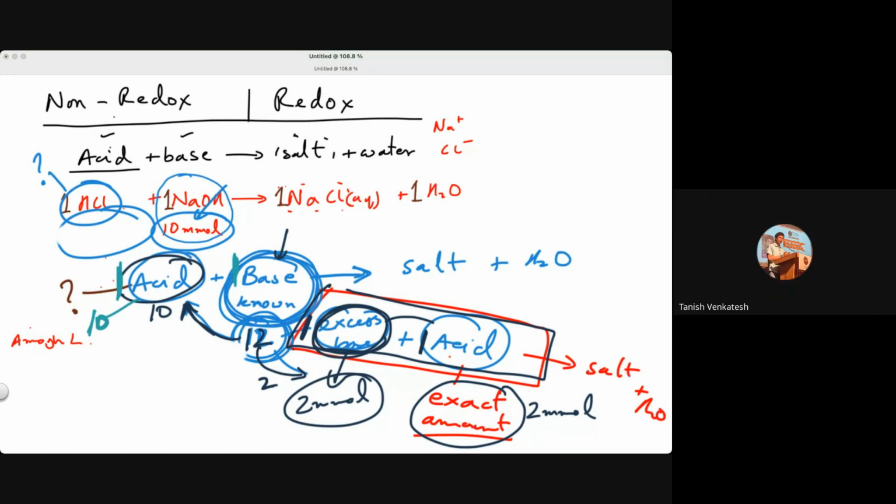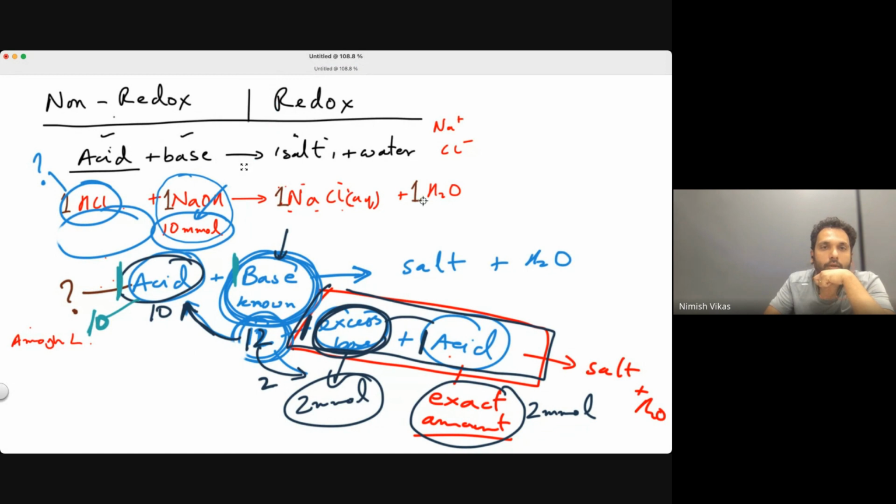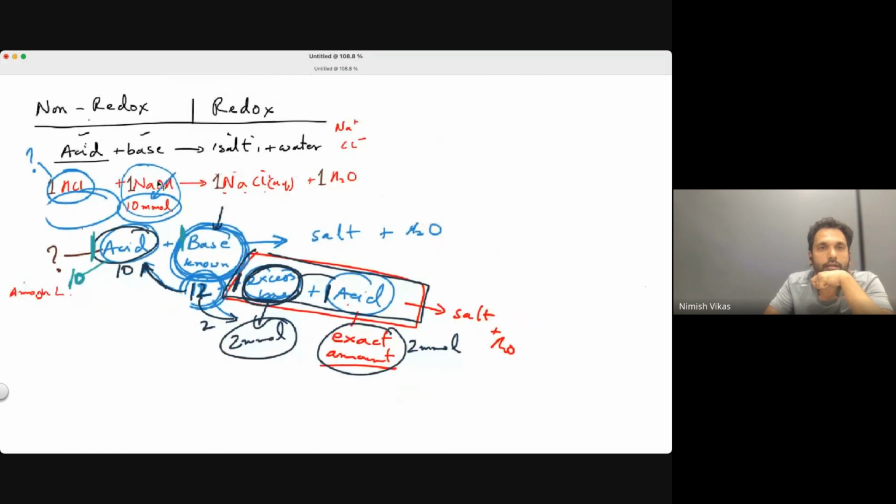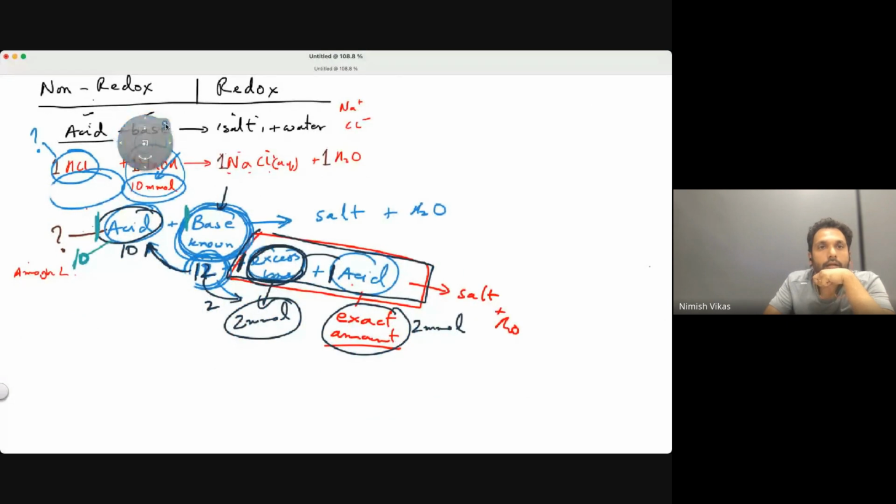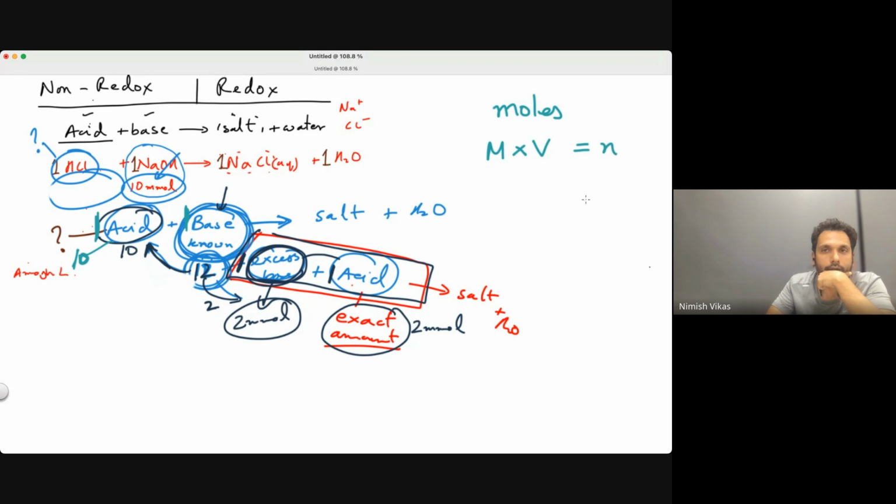Now, obviously, with the same concept, the questions can be very difficult to very easy. For sure, hardly in any question will they give you the number of moles directly. What are the different ways they are going to give you the moles? They may give you molarity and volume. Can you calculate the number of moles? Yes, you can, right? Multiply and you'll get it. So that's a very common way of giving you the number of moles.